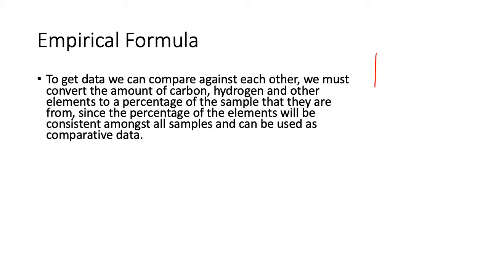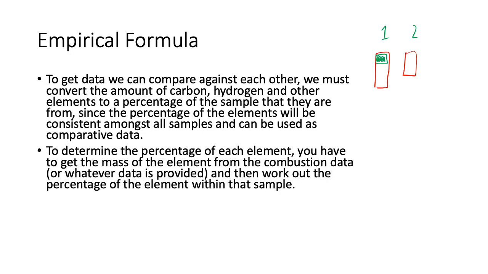So let's say we have two different samples which we are collecting carbon and hydrogen from, carbon from carbon dioxide and hydrogen from water. This one here we'll call sample 1. This one here we'll call sample 2. In sample 1, we're going to collect the carbon from the carbon dioxide and get that information. To determine the percentage of each element, you have to get the mass of the element from the combustion data or whatever data is provided, then work out the percentage of the element within that sample.